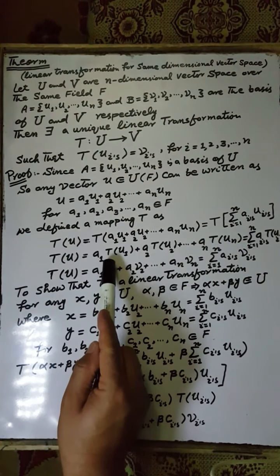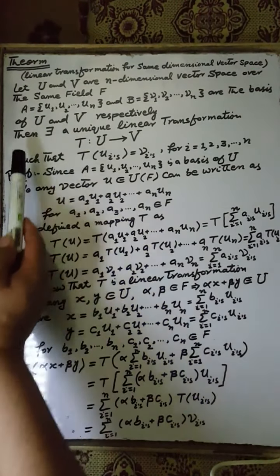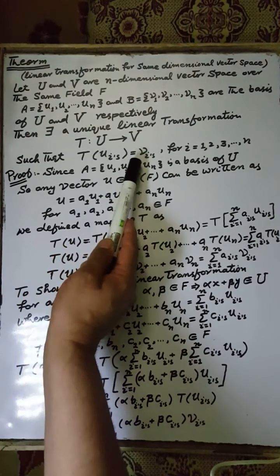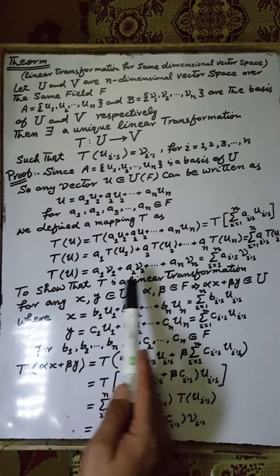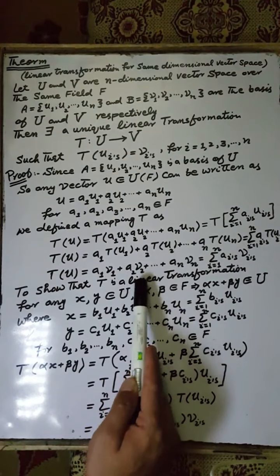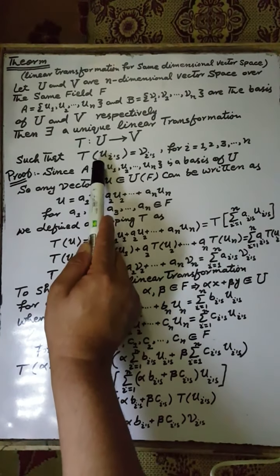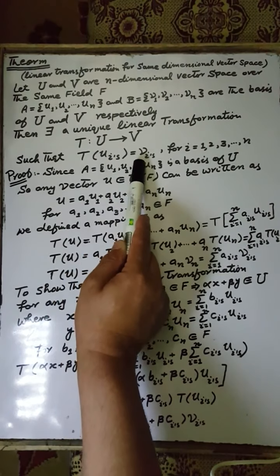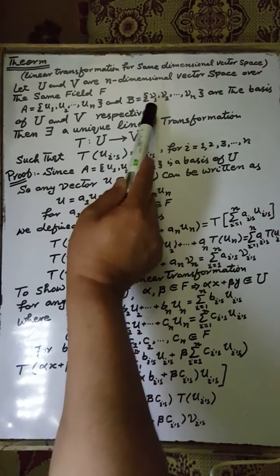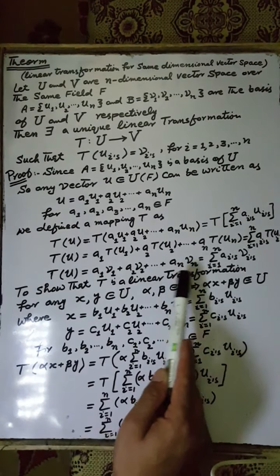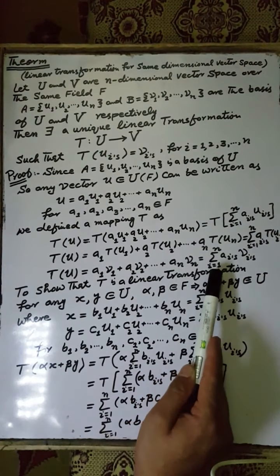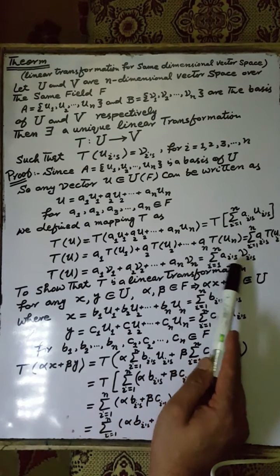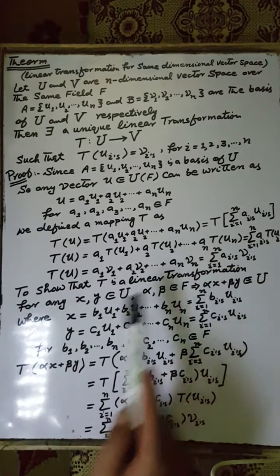And T is a mapping according to the given condition that T(u1) = v1, T(u2) = v2, T(u3) = v3, and so on, T(un) = vn. Therefore T(u) = the summation of ai vi, i = 1 up to n.